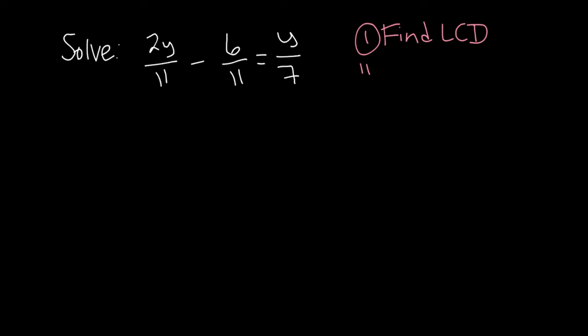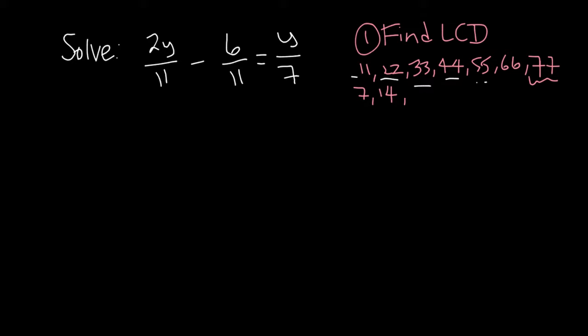I'm going to start listing out some multiples of 11. 11, 22, 33, 44, 55, 66, 77. Now 77 is definitely divisible by 7. So now I'm going to list out the multiples of 7. 7, 14. I could keep going, but none of these earlier multiples are going to be divisible by 7 until we get to 77. So if I were to list out all the multiples of 7, I would find that the first time that these line up is 77.